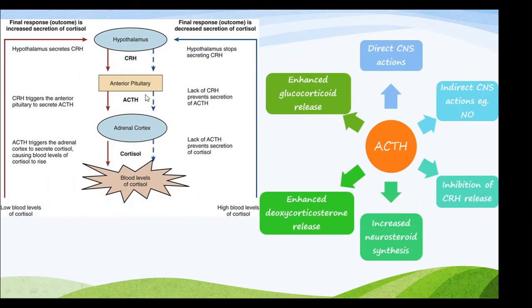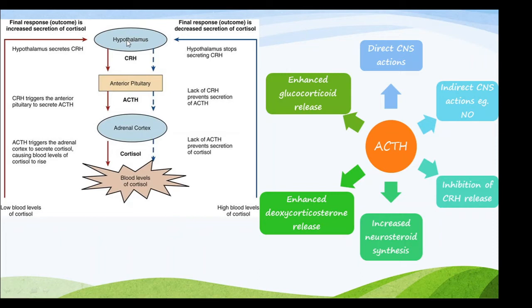In this figure, these are the different functions of ACTH. ACTH induces enhanced glucocorticoid release, direct central nervous system actions, and indirect central nervous system actions like, for example, nitric oxide, inhibition of corticotropin releasing hormone release from the hypothalamus, increased neurosteroid synthesis, and enhanced deoxycorticosterone release. So these are the different functions of ACTH.